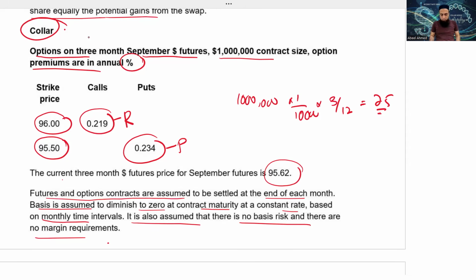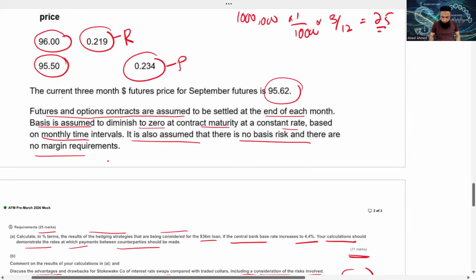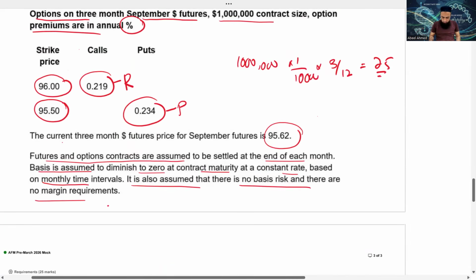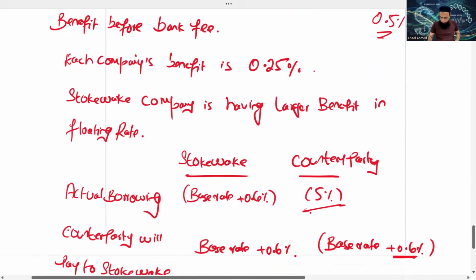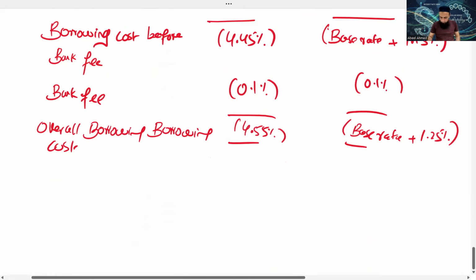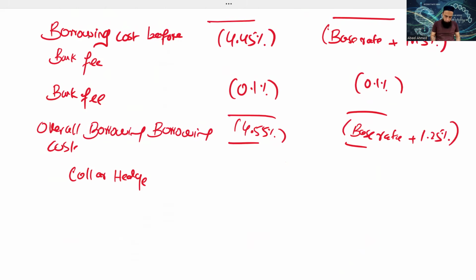Now, students, let's start the hedging strategy, but I need this data. Okay, collar hedge. Hedging strategy.